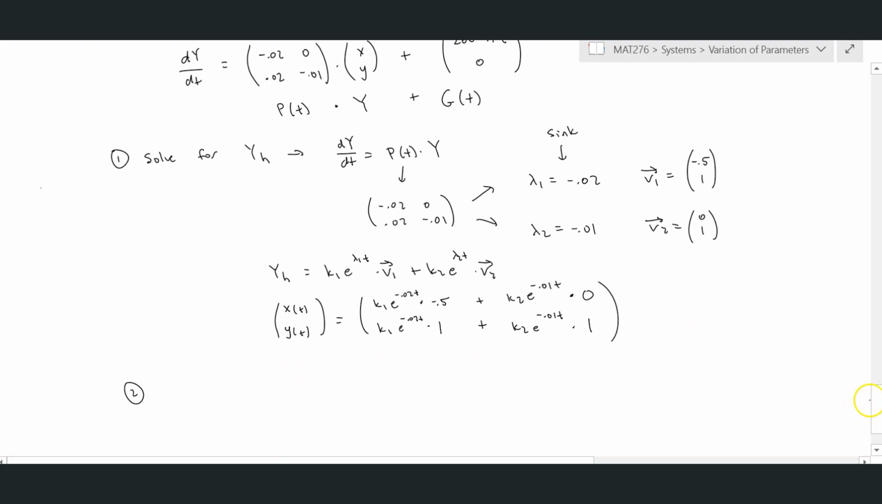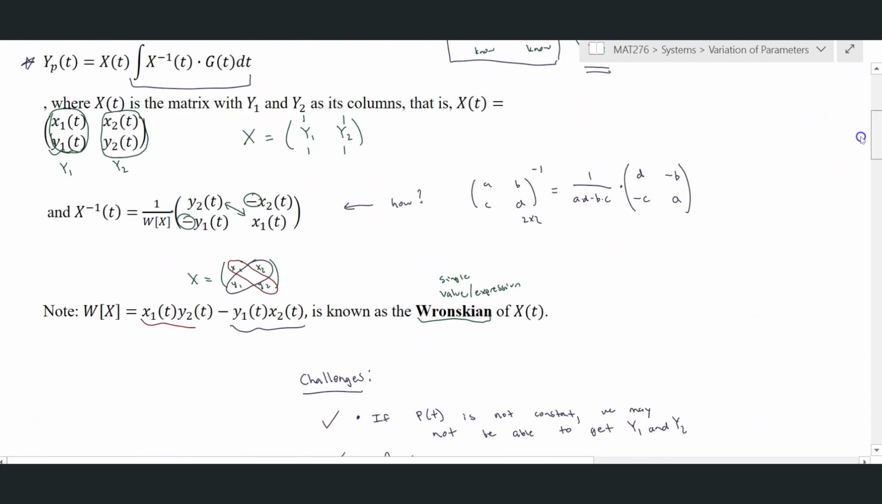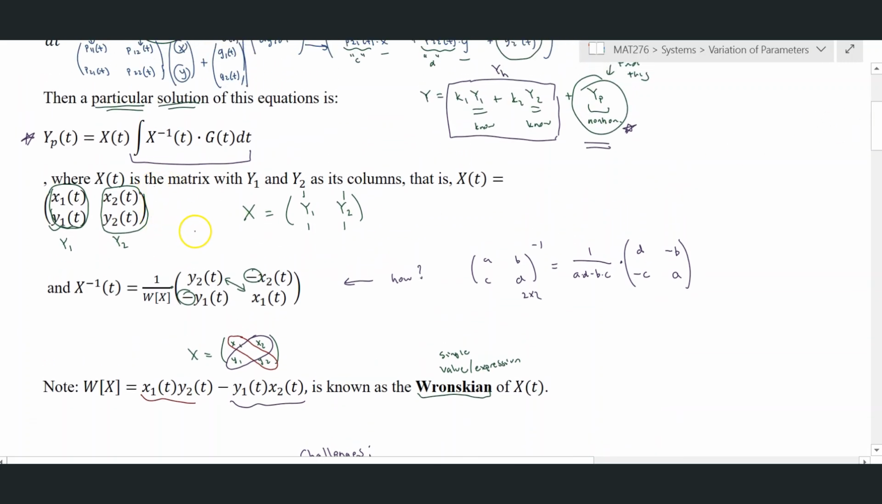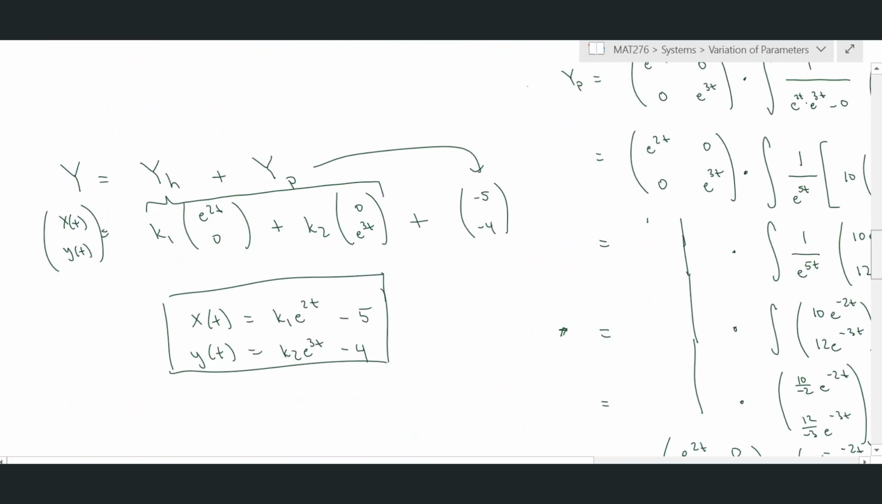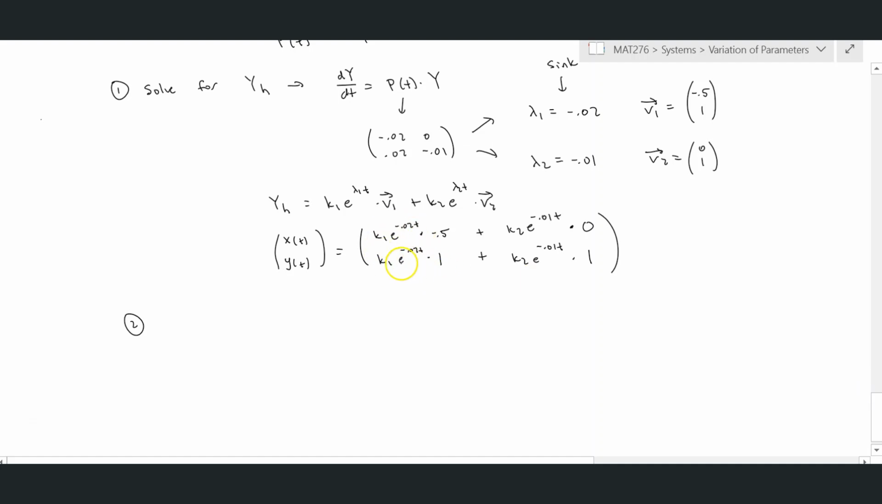Now we need to use our method in order to find the particular solution. And remember, we need to get this x of t matrix, which we, in fact, already can construct. That's going to contain our two solutions, x1 of t, y1 of t, x2 of t, y2 of t. All right, so there's x1, there's y1, there's x2, there is y2.